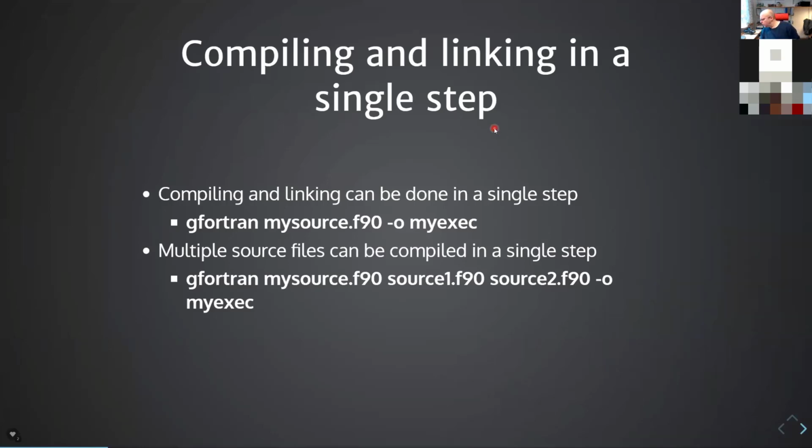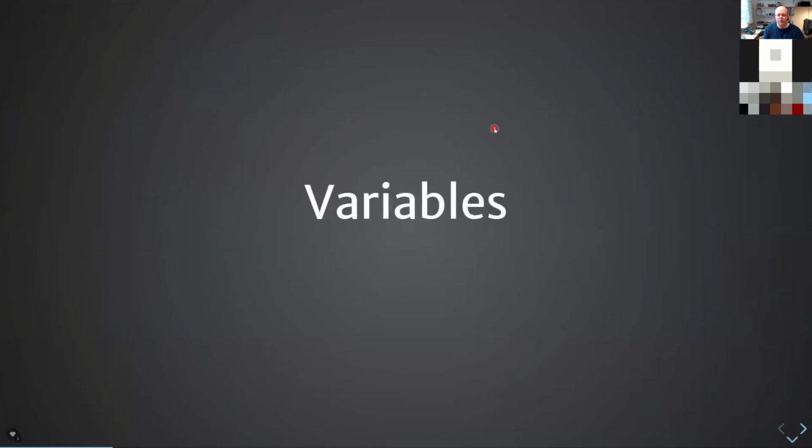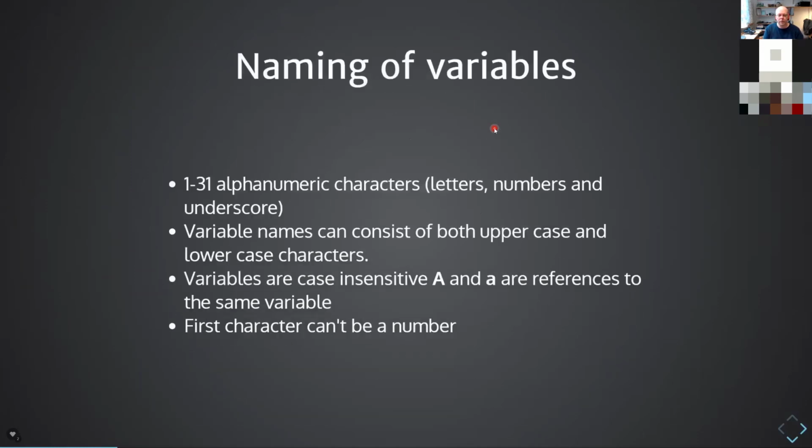So let's start from the beginning and go through some of the programming constructs of Fortran. So we start with the variables. In Python, you don't have to declare variables; they are defined when you create them. This is not so in Fortran. You have to declare all your variables to use them.